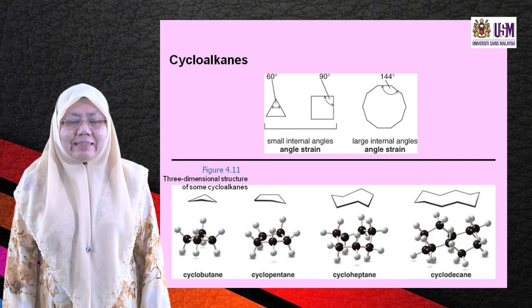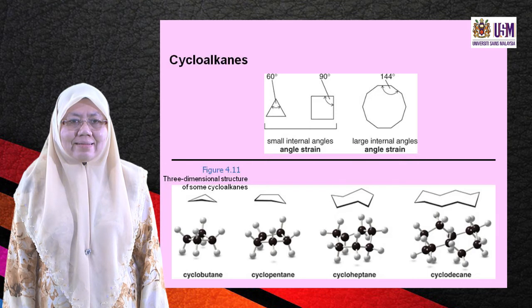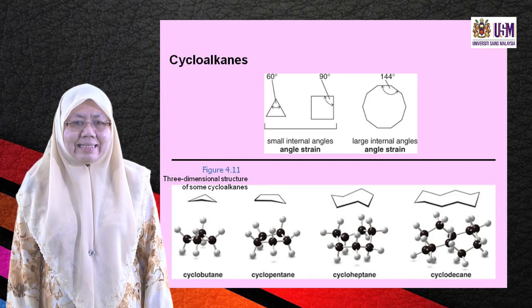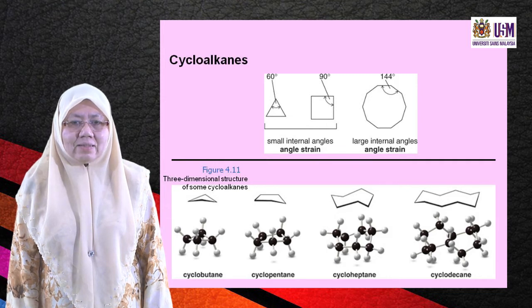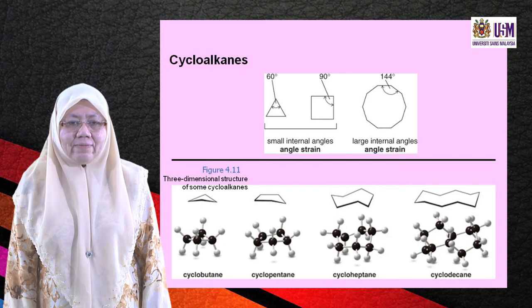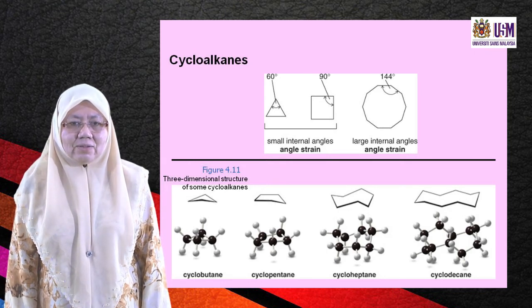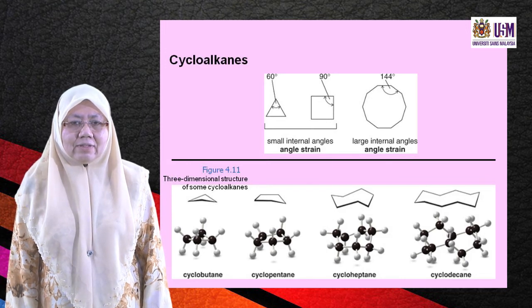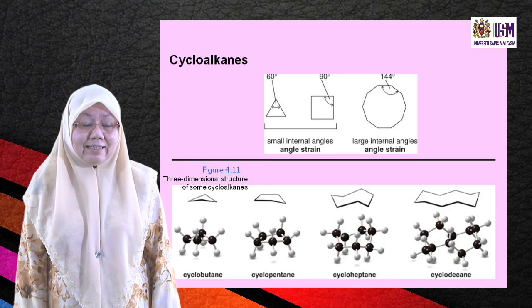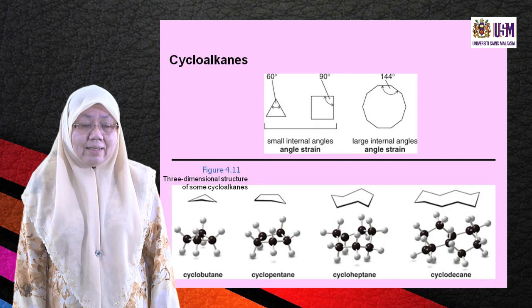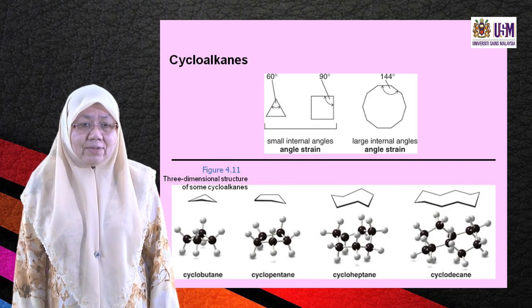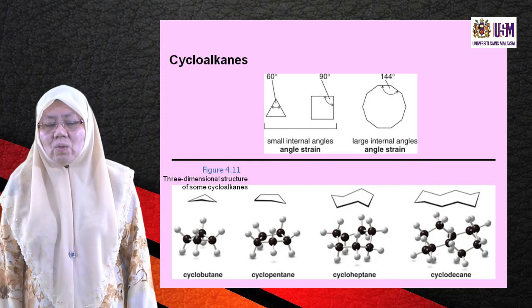Let us now look at the difference in the angles of certain cycloalkanes. In cyclopropane, the angle is 60 degrees, whereas in cyclobutane, it is 90 degrees, and in cyclodecane, it is 144 degrees. So we have small internal angle strains, and we also have large internal angle strains, as compared to the angle for a tetrahedral carbon, which is 109.5 degrees. Let us look at figure 4.11. Figure 4.11 shows three-dimensional structure of some cycloalkanes. The first shows cyclobutane, the next cyclopentane, cycloheptane, and cyclodecane.